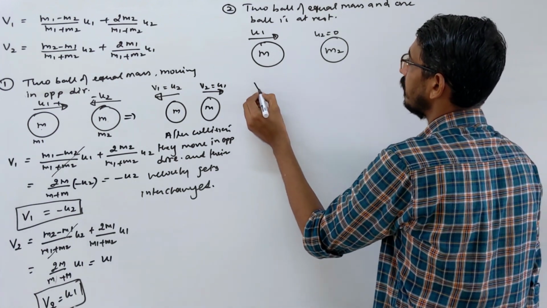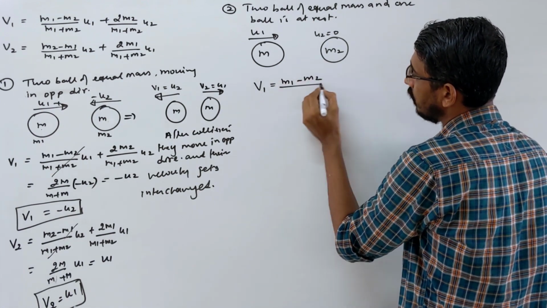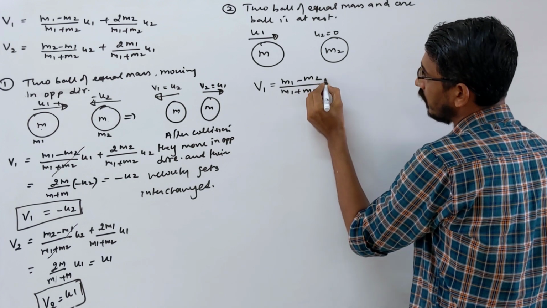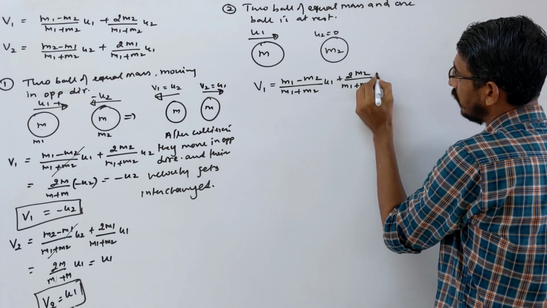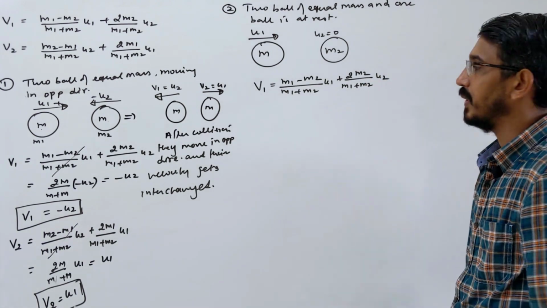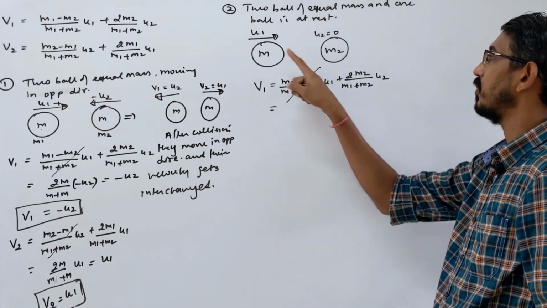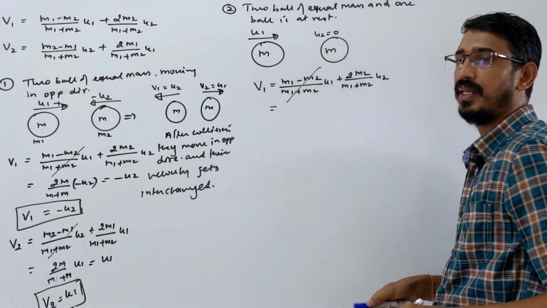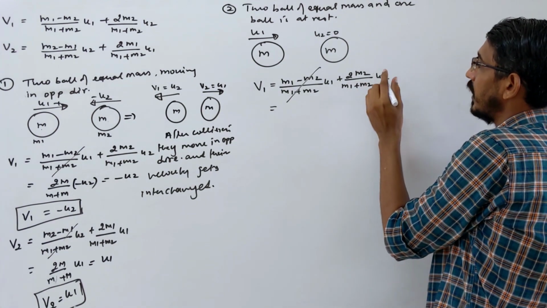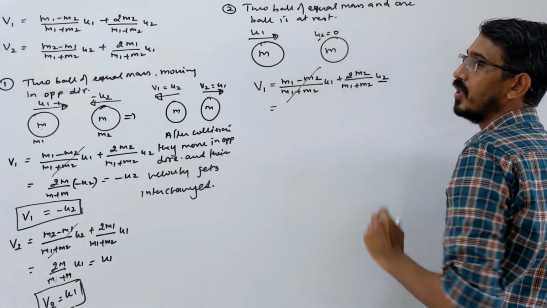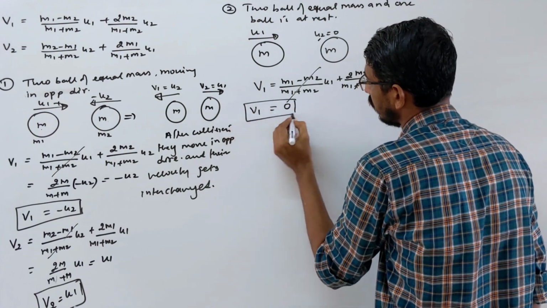So let's write the formula again. v1 is m1 minus m2 upon m1 plus m2 into u1, plus 2 times m2 upon m1 plus m2 into u2. Let's see what happens. Again this term is 0. Why 0? Because m1 minus m2, both masses are the same, so 0. Now look at this term. This term is also 0. Why? Because u2 is directly 0, the velocity of this ball is 0. So this term also becomes 0, meaning v1 is simply equal to 0.